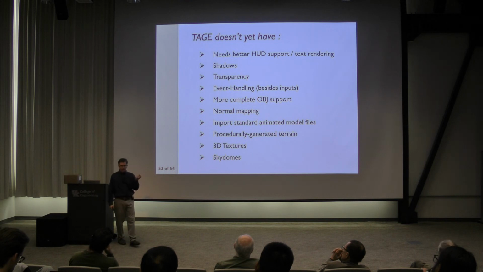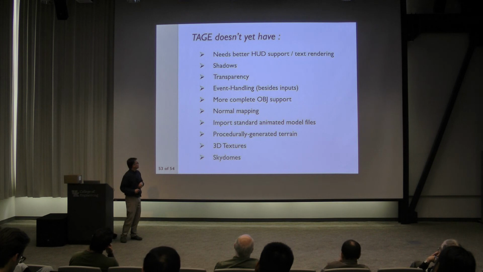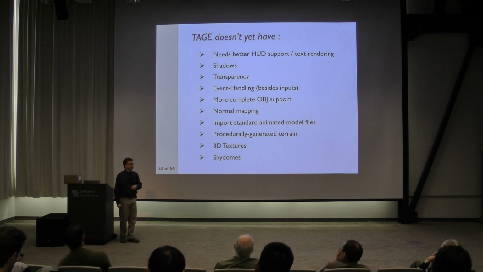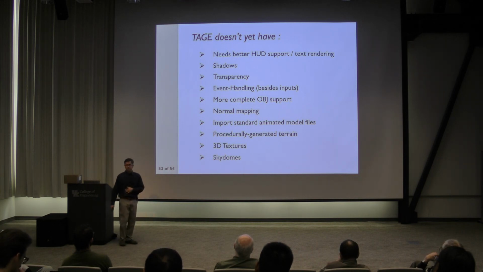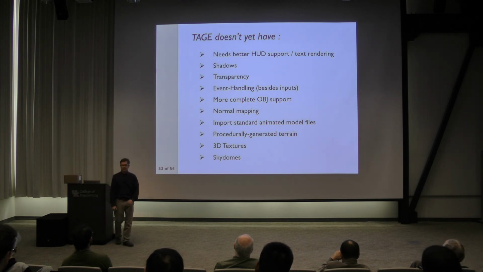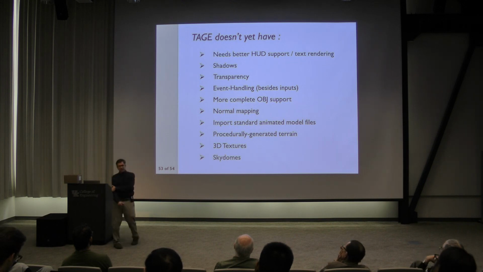It has its own animated model file format that's a Blender plugin. It would be nice if it used more standard, industry standard animated model files. No procedurally generated terrain, only simple height mapping. No 3D textures, only 2D textures, and skyboxes, but not skyboxes. Although the programmer could do that themselves by just taking a sphere, texturing it, and having the game take place inside of it. That's my last slide.